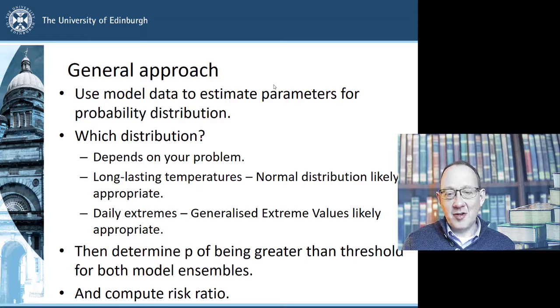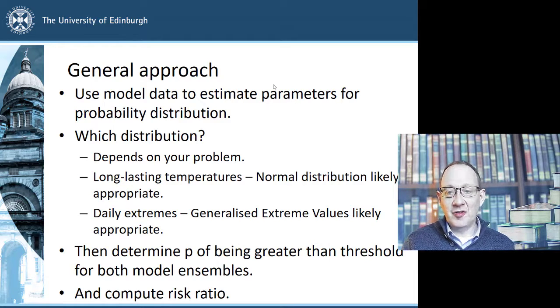So which distribution? Well, it depends on your problem, actually. If you're thinking about long-lasting temperatures, then a normal or Gaussian distribution is most appropriate. For daily extremes, generalized extreme value is likely appropriate. In between, beta distributions pop up, or other distributions. And it does depend on your problem. My advice, having figured out what your extreme event is, is that the literature is probably a good guide to the class of distributions you should attempt to fit.